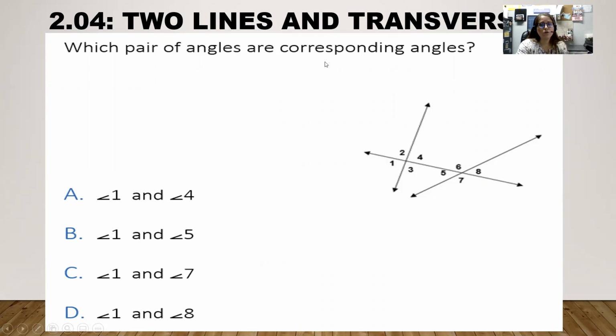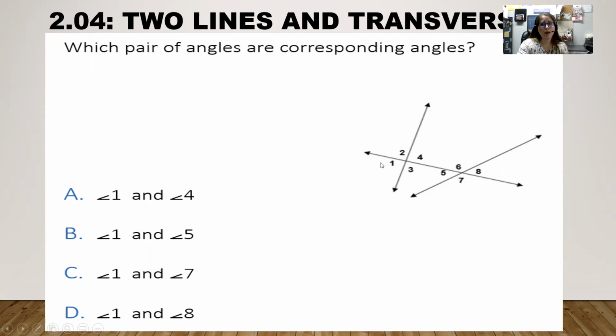Which pair of angles are corresponding angles? Okay, corresponding angles. So remember, with corresponding angles, they have to be on the same side of the transversal and the same side of those parallel lines. So they either need to both be to the left of those lines or both be to the right, both on the top of the transversal or on the bottom. So answer choice A says angle 1 and angle 4, which we already said in the last question are actually vertical angles, so that's not going to work.